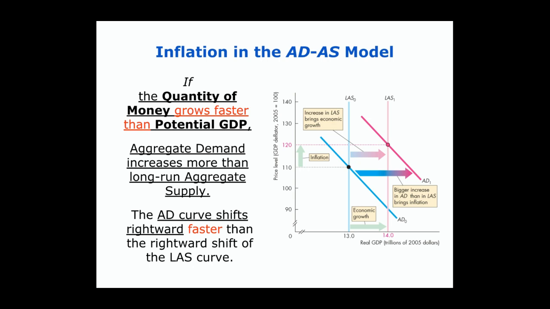We can also understand things like inflation in the AD-AS model. This is a case where the quantity of money grows faster than potential GDP. So if money is growing fast, aggregate demand increases more than the long run aggregate supply. So we have more money chasing fewer goods, and that results in inflation. This is because the aggregate demand curve shifts rightward faster than the shift of the long run aggregate supply curve.